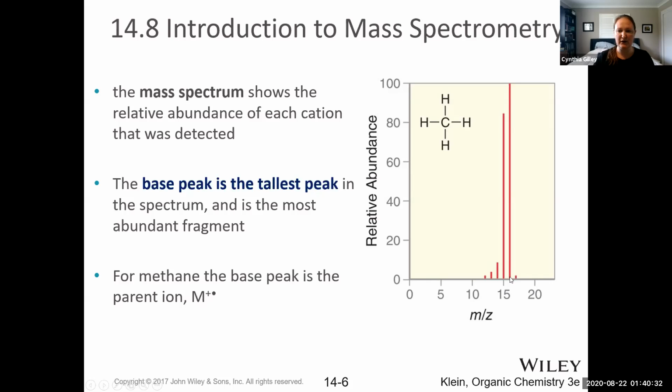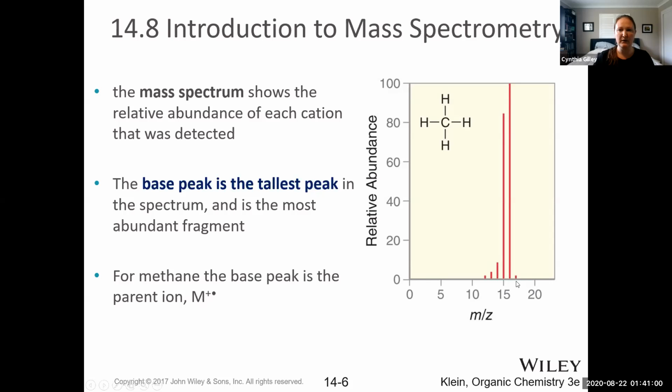We do see some other peaks. The next highest one is 15, then you see 14, 13, and 12. That's actually from loss of hydrogen. So it can start to fragment, and we'll start to see other ions reach the detector that have lost hydrogen radicals. You do see a little peak here at 16.